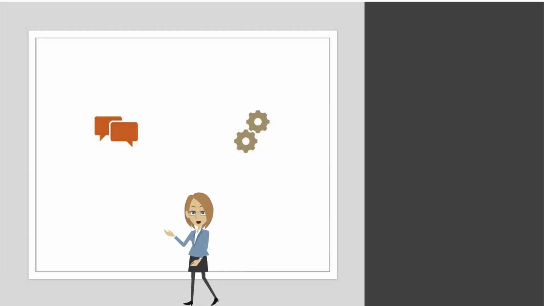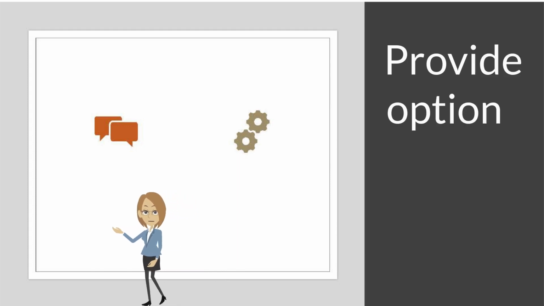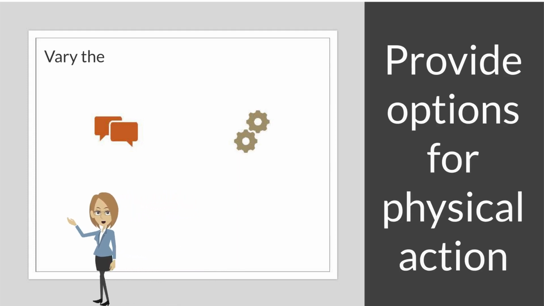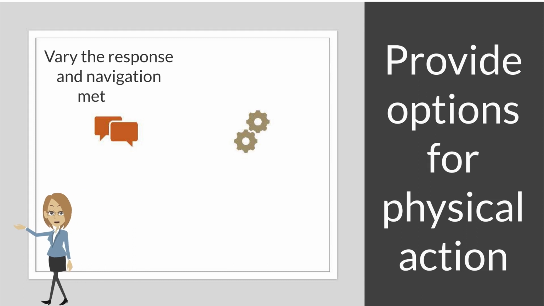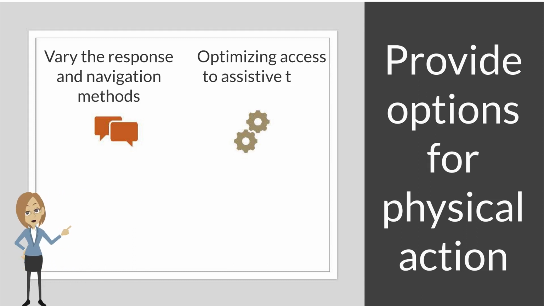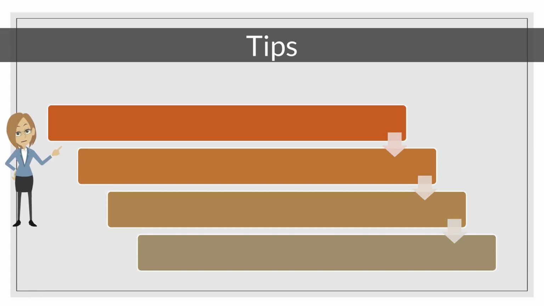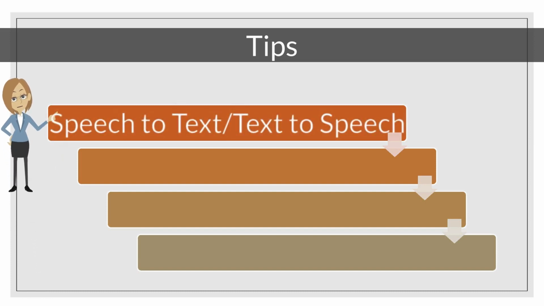Let's now deal with the first block, providing options for physical action, that is, varying the methods of navigation responses and optimizing access to assistive tools and technologies. Tips: for example, there are speech-to-text and text-to-speech applications. There is currently a wide range of offerings, and they are reaching an optimal level.